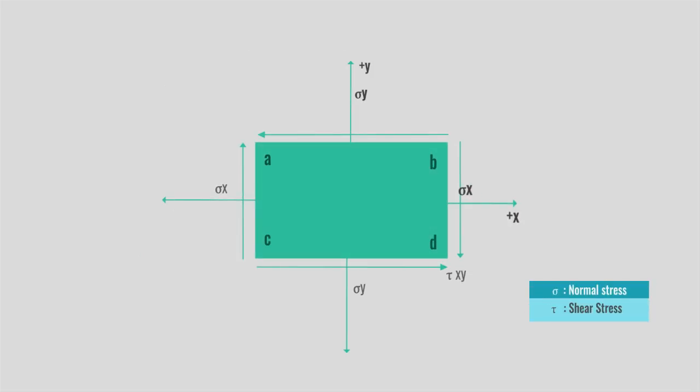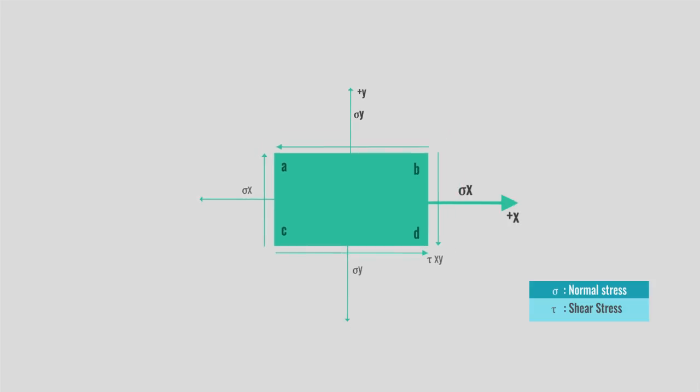Is that of plane stress and its elements. There are 3 independent stresses, 2 normal stresses, sigma x and sigma y, and 1 shear stress, tau xy. To determine the stress transformation by using Mohr circle, the first step we must establish is the coordinate system.